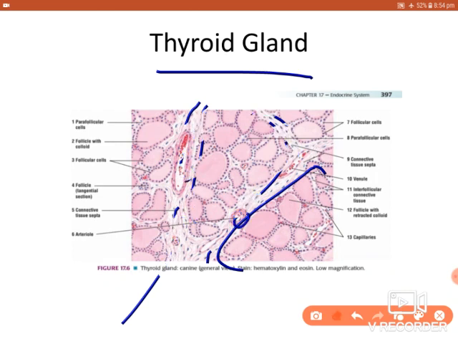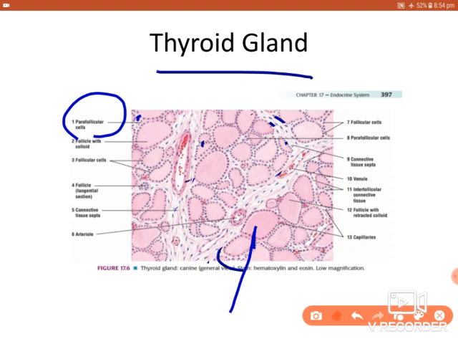Then it consists of two types of cells. Here you can see these large ones filled with a pink substance. These are the follicular cells. And also there are the parafollicular cells, these small cells. Coming to the follicular cells, they are lined with cuboidal cells in the active stage, and in the inactive stage these follicular cells are lined with flat cells, that is, squamous cells. Then this is the lumen of the follicle, which consists of colloid. This is the pink substance, the colloid.